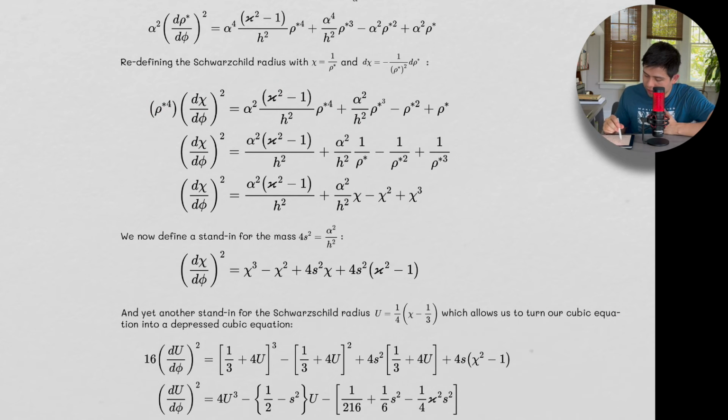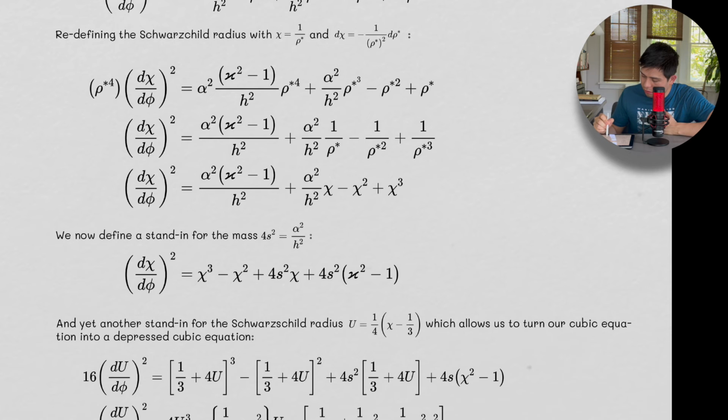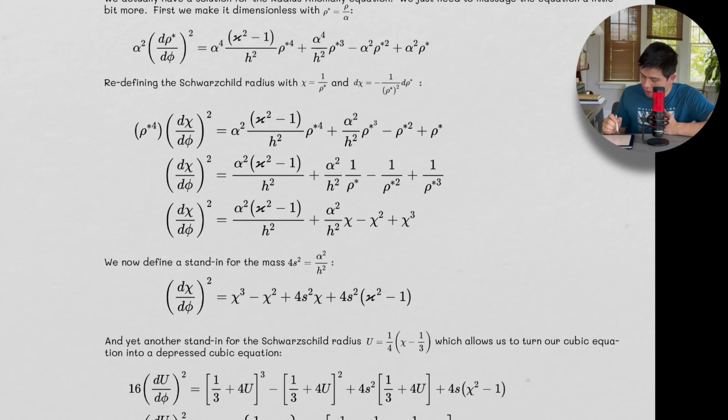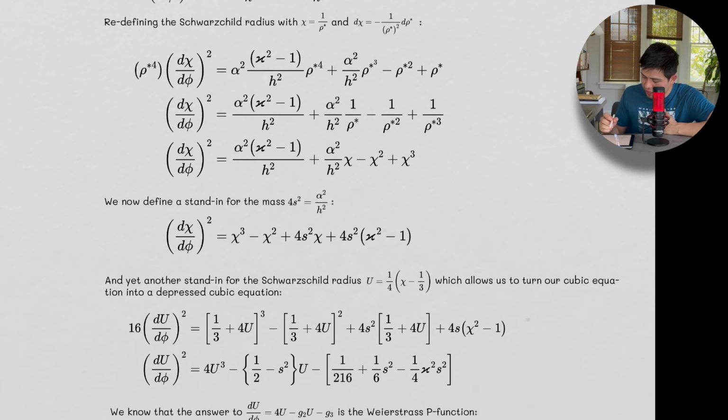Divide everything by rho star to the fourth, and we get this. And then, just cleaning things up a little bit, we said chi was 1 over rho. So we have all these right here, and this is how we get the chi. So things are looking a little bit simpler now. We can define a stand-in for the mass. So here's alpha, that term alpha we were just talking about. And when we do that, we get this equation.